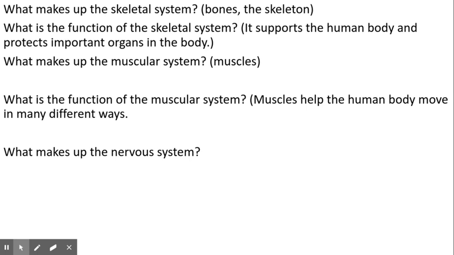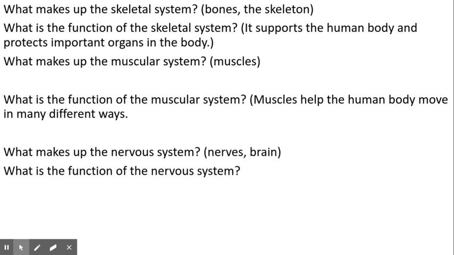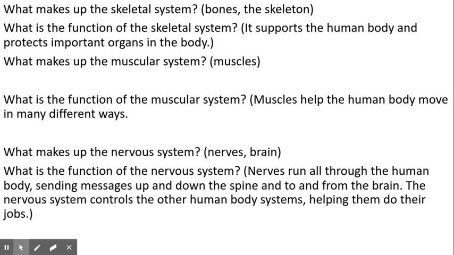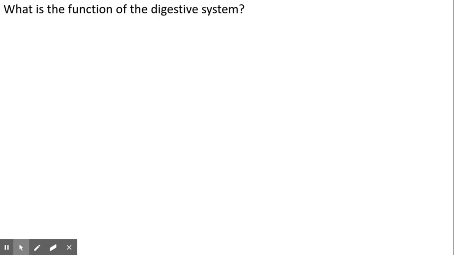What makes up the nervous system? Your nerves and your brain. What is the function of the nervous system? What does it do? The nervous system runs through your whole human body, sending messages up and down the spine and to and from the brain. The nervous system controls the other human body systems, helping them to do their jobs. So it's like the commander that sends messages to your body to tell it what to do.